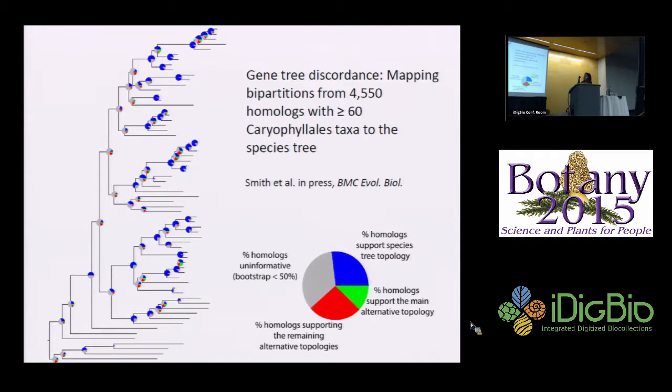So you can see that there are quite a bit of gray uninformative homologs along the backbone, but we have quite a bit of blue in deeper nodes and shallower nodes, but we also have spots with quite a bit of green. We did coalescence simulation and found that coalescence by itself cannot explain this kind of pattern. So we're looking deeper into some of the reticulate areas.